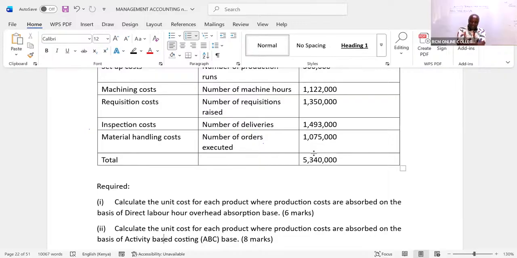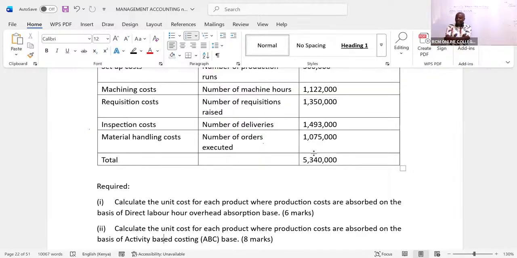Traditional method. Because the traditional method is the only one which makes use of what here? One factor. And the factor in this case is direct what here? Direct labor hour. So I suppose you can do this first part on your own, given the exposure that you have. But of course, I know you would want Mwalimu also to do it, isn't it? So let me do it.